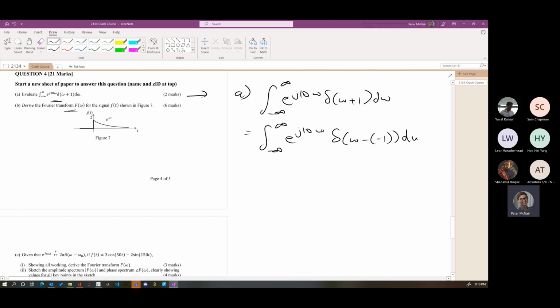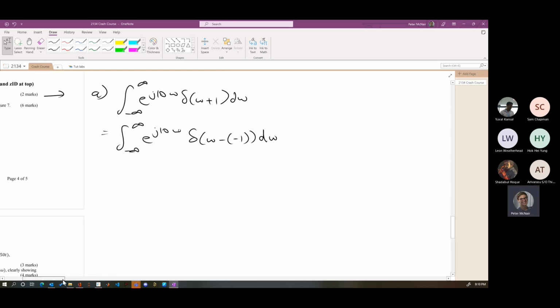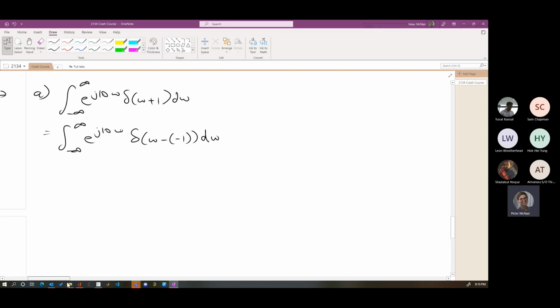Especially when it's under an integral, the delta will just evaluate the function in front of it at that particular value. So it'll just evaluate the exponential at -1. Exactly right. Thanks very much, Yuva. And I think, yep, excellent.